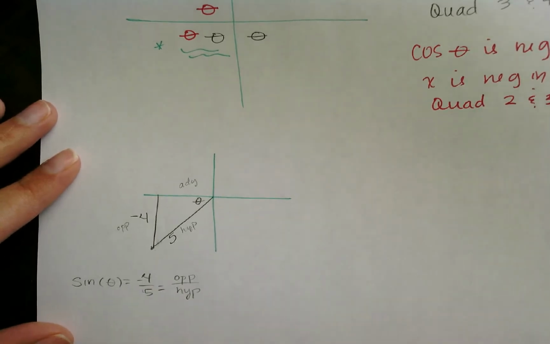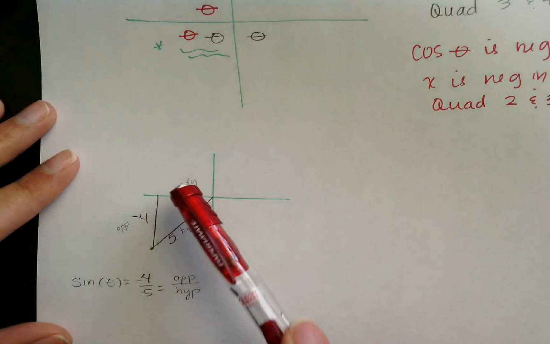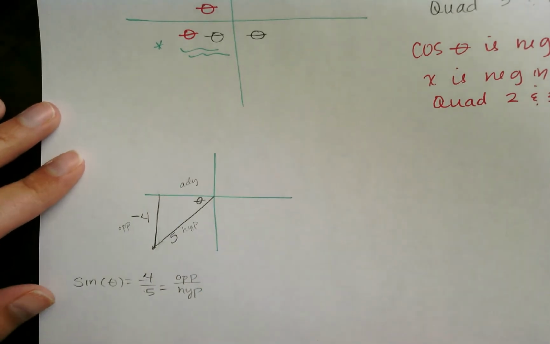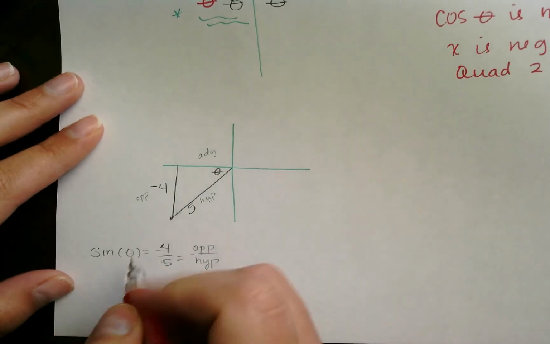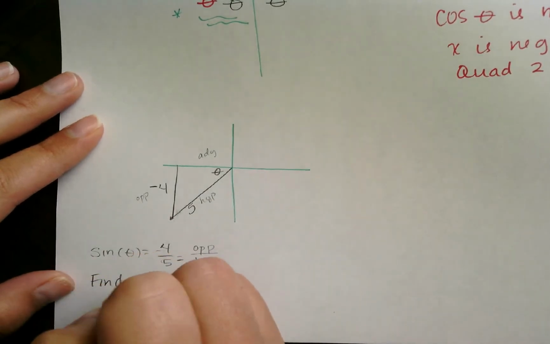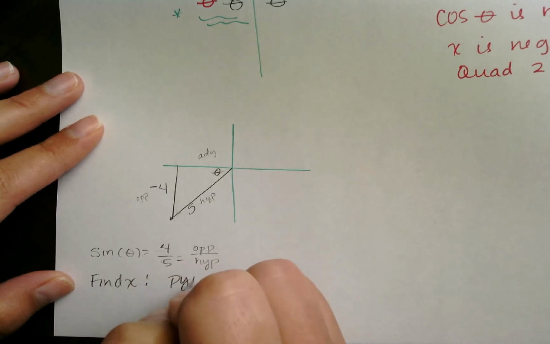Alright. We still have to find the other trig function, so we still need that other side. How do we find that other side? Yes, Pythagorean theorem. Okay, so here we go. Find x. Pythagorean theorem.